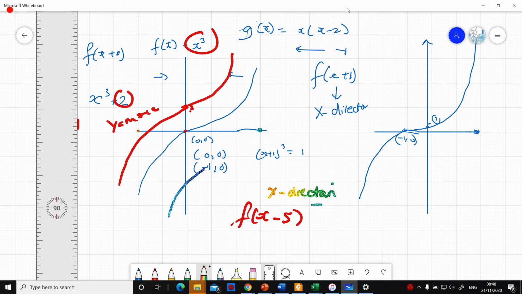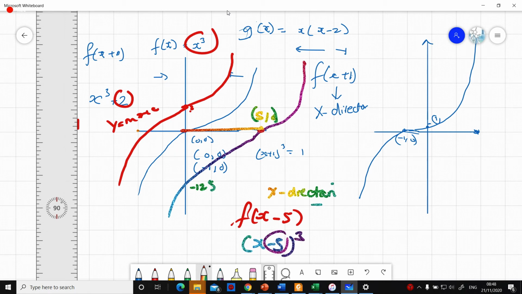So if we draw this something like that there, it's being moved from 0 0 to 5 0, and it will cross at minus 125, and I know that because it's x cubed, so if I rearrange this to x minus 5 all cubed, then the x minus 5 will turn to become 125, and this is my glittery pen. So that is f of x cubed.